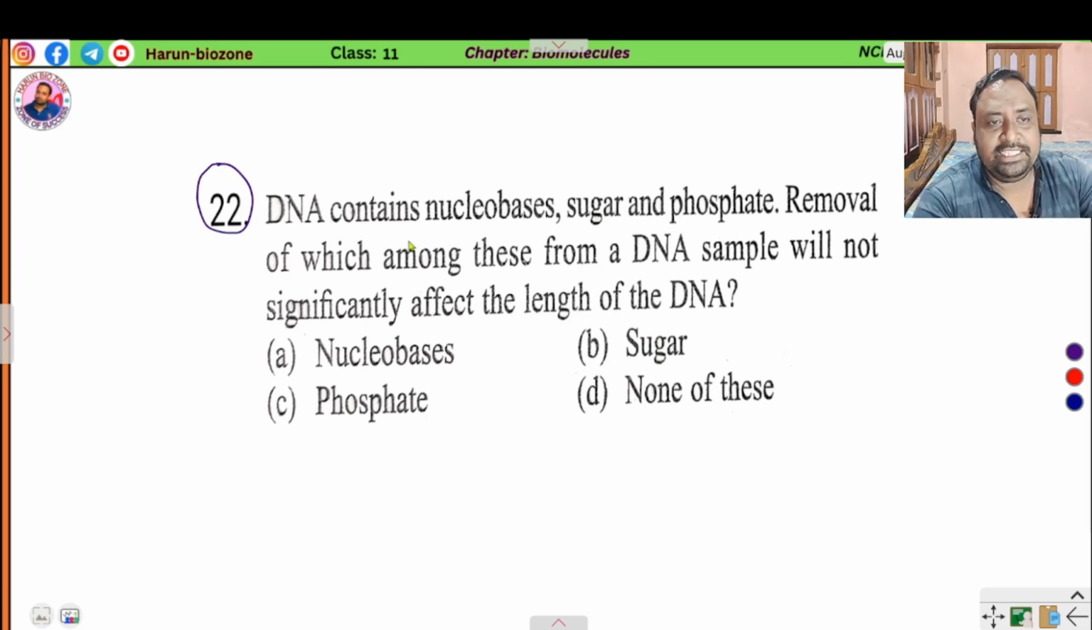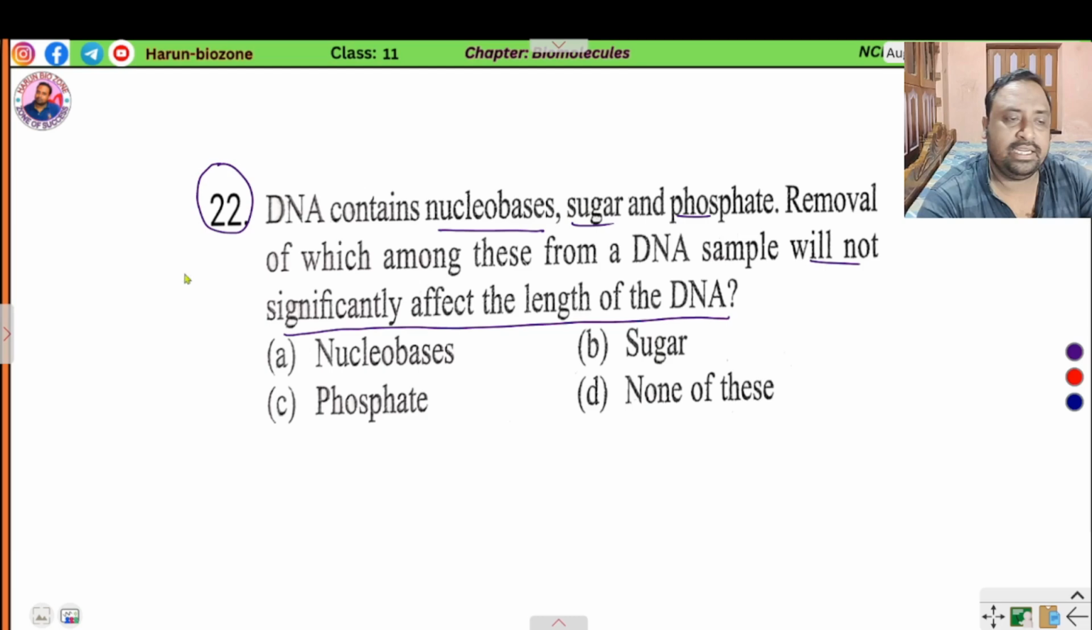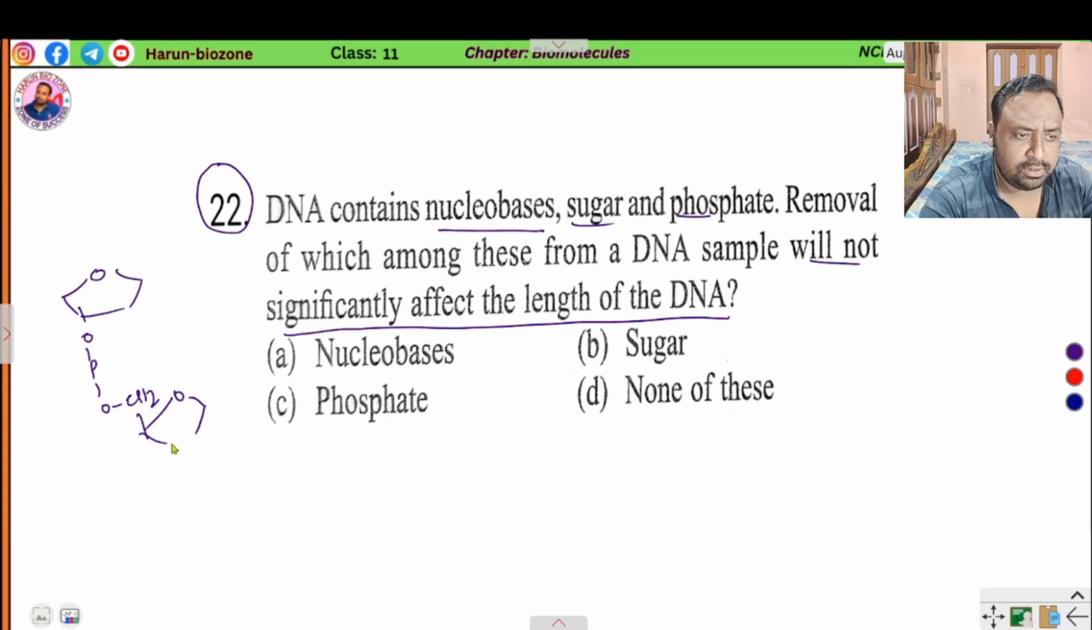Question 22: DNA contains nucleobases. Nucleobases means adenine, guanine, cytosine, thymine, sugar and phosphate. Removal of which among these from a DNA sample will not significantly affect the length of DNA? So here we can see this is the nucleotide joined by phosphodiester bond. Here nitrogen bases are present.